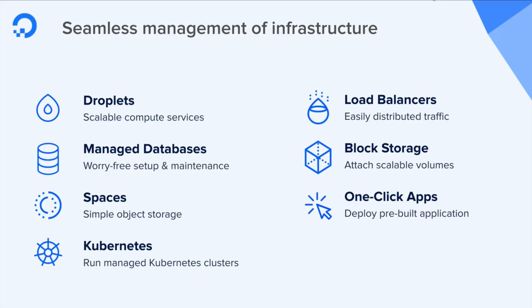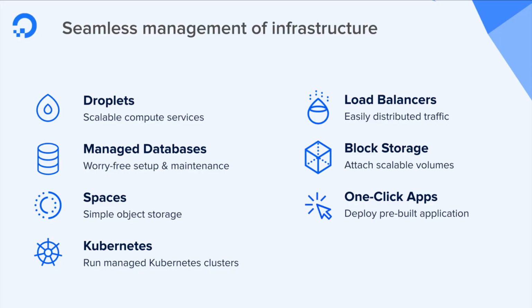All of the static content that doesn't change very often can go into Spaces, which is very similar to S3. In fact, it's S3 compliant. What that means is all of the tooling and code out there that's available for AWS S3 can also be used with Spaces. Load balancers enable you to create fault-tolerant architectures and split traffic amongst a lot of backend servers. Block storage enables you to attach additional disks to your compute infrastructure so that you can scale out storage that way.